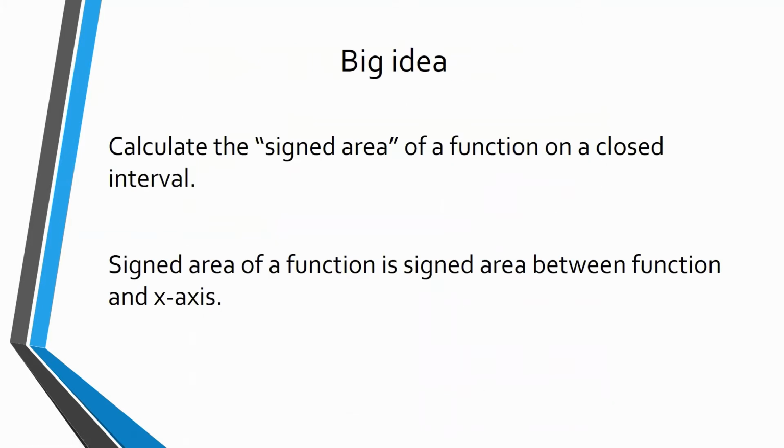The goal of this section is to be able to calculate the signed area of a function over a closed interval. Again, the signed area is referring to the area between the graph of the function and the x-axis, and it can be positive or negative depending on whether it's above or below the x-axis.